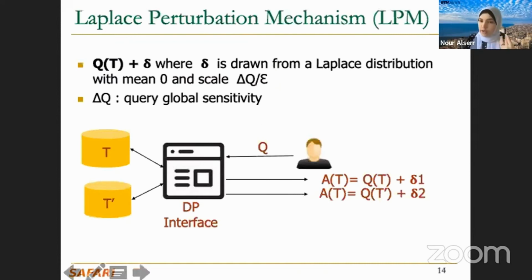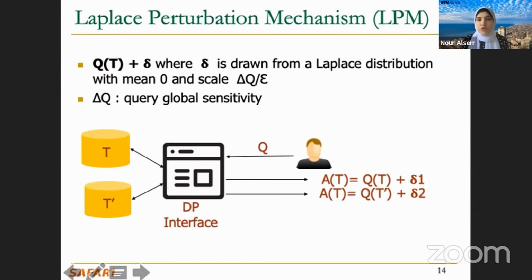There are different general approaches to achieve differential privacy. One of the most common is adding a Laplace perturbation mechanism, adding noise based on the Laplace distribution. For the Laplace distribution, again, we have a mean and a scale. Here we decide the scale based on the query. For example, here we have the query over T or the query over T bar. Then we add some noise. How do we add that noise? It is based on the sensitivity. What is the sensitivity? It is the maximum change between the results.